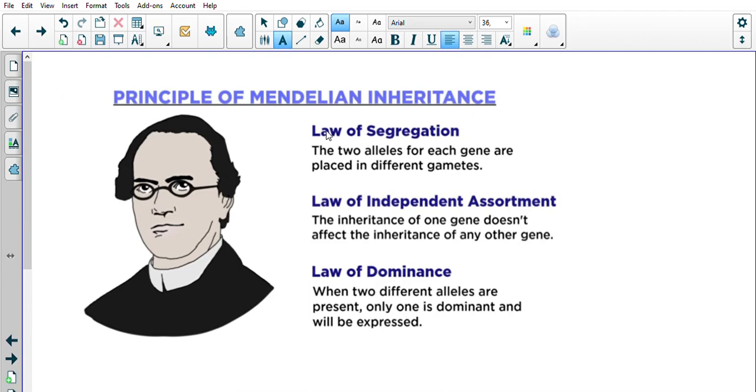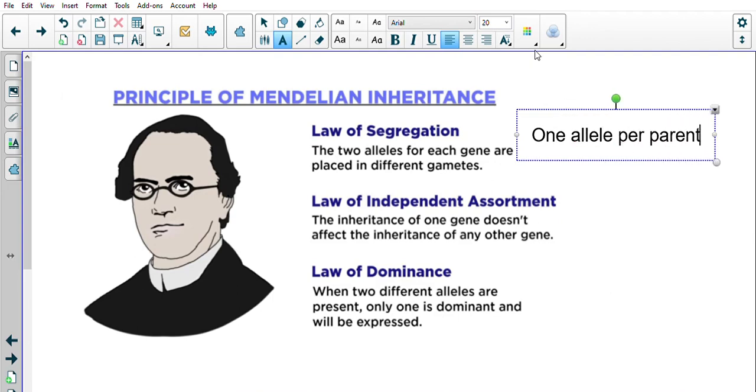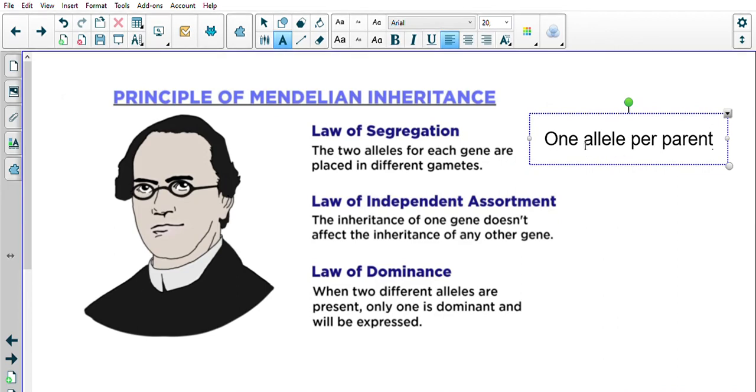Number 1 was the law of segregation. This says that the 2 alleles for each gene are placed in different gametes. Essentially what he is saying is you will inherit 1 allele per parent. When you form those gametes, each gamete will only get 1 of these alleles. And at the same time, you as an offspring will therefore only inherit 1 allele from each parent. So it's that segregation. We are separating the 2 alleles because I've got 2 different versions of it.